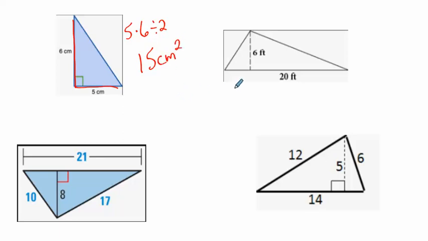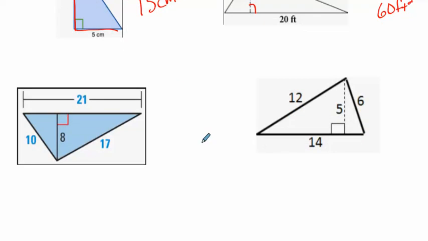Next one, base times height. Again, they've only given you 2, so it's pretty easy to see the 2. So that's base times height, divide by 2. So 20 times 6 is 120. Then divided by 2 would just be 60 square feet. Base times height, divide by 2.